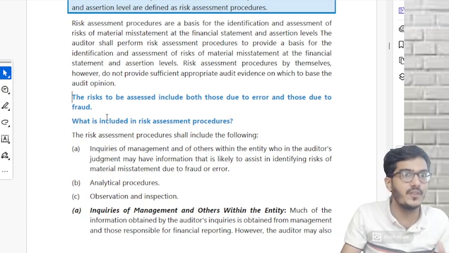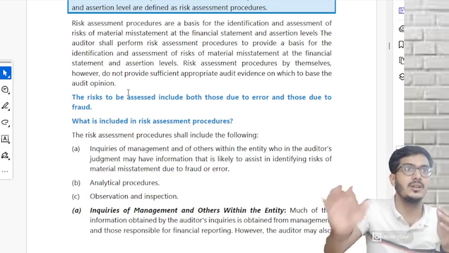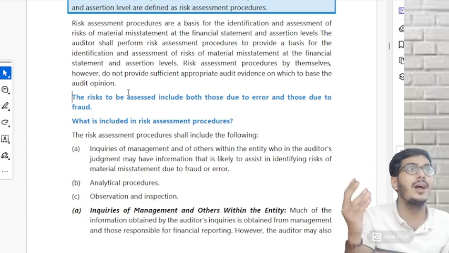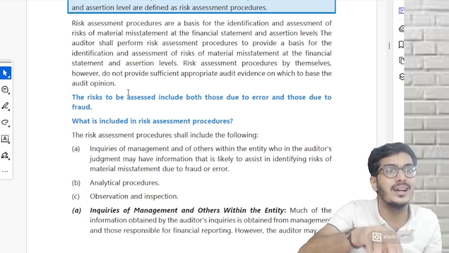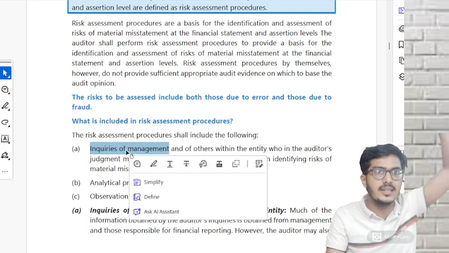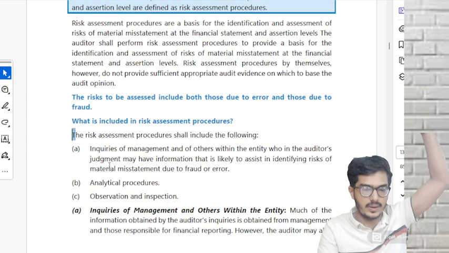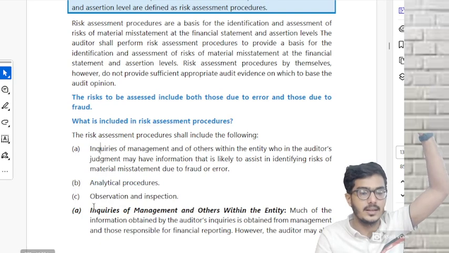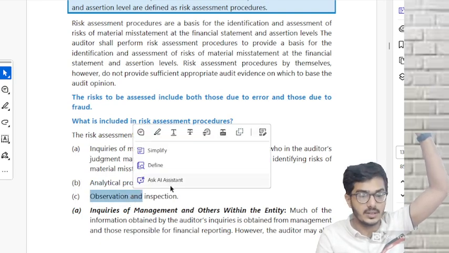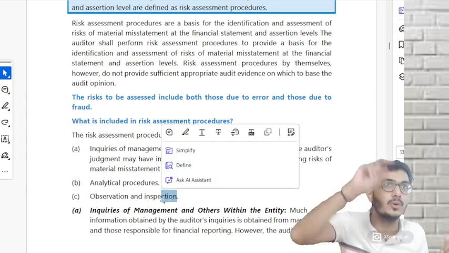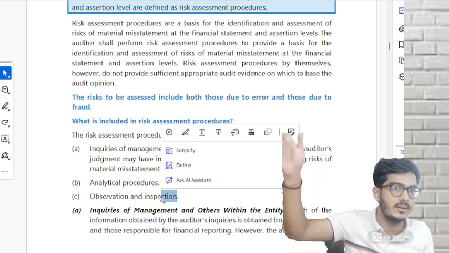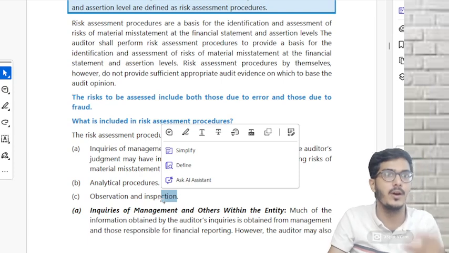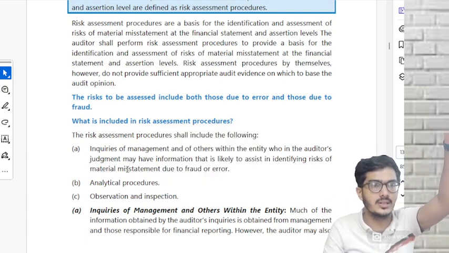Similarly, if you are performing RAP, risk assessment procedures, then what are the procedures which are included in RAP? We did inquiries in chapter 4, OICRR inquiries. Second, analytical procedures, substantive analytical procedures, SAP. We did observation there also. Yes, we did observation. We did inspection. Out of that OICAIRRR, which were total how much? 7. Out of the 7, how many are covered over here? 4. Inquiries, analytical procedures, observation, inspection.